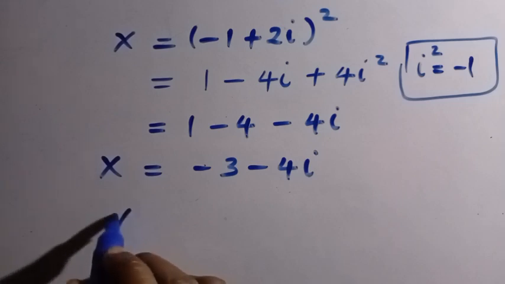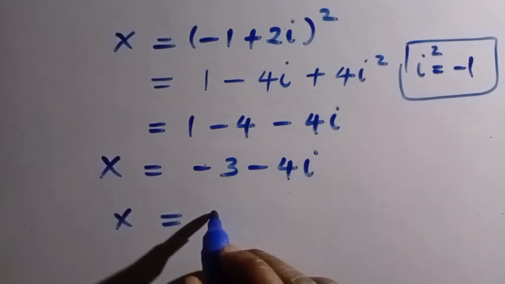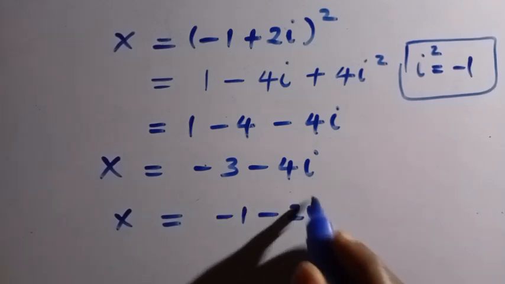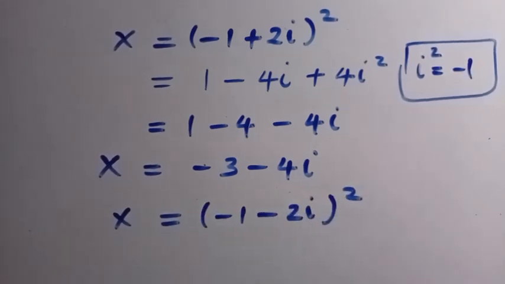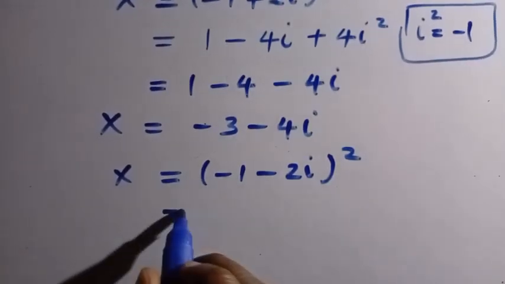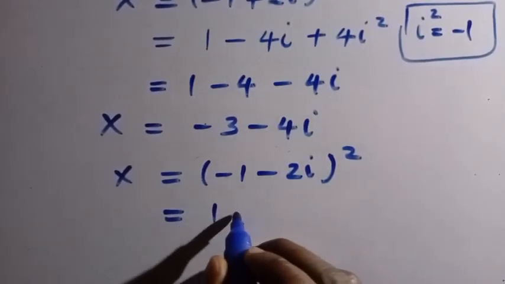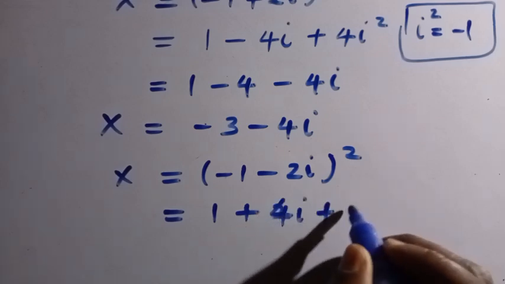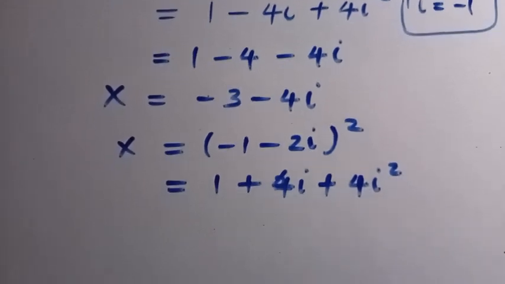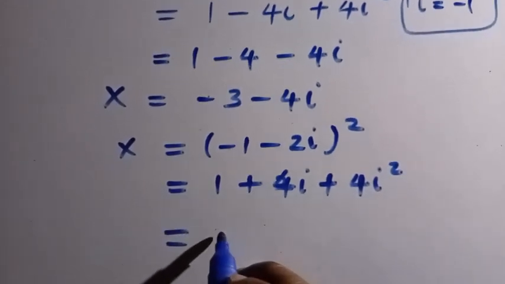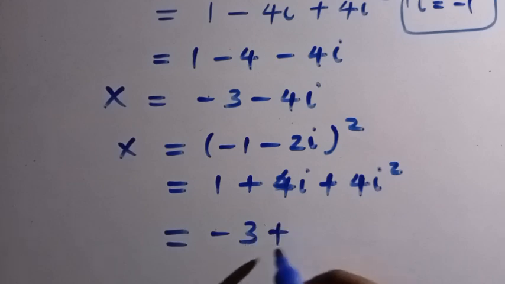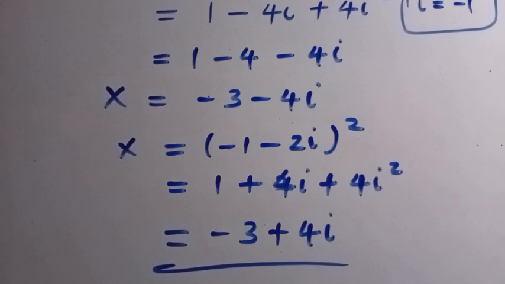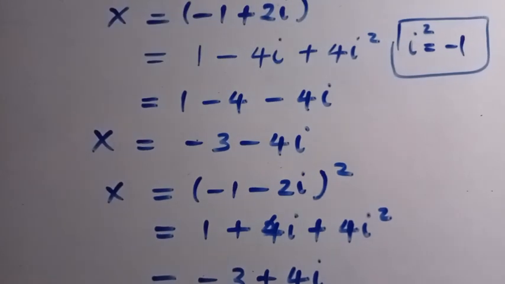And also, when we consider the other value of y, which comes with minus, we have minus 1 minus 2i raised to the power of 2. When we expand this one also, what we get is 1 plus 4i plus 4i squared. Then this becomes minus 3 plus 4i. So this is what we get for this, and these are all the results to this problem.